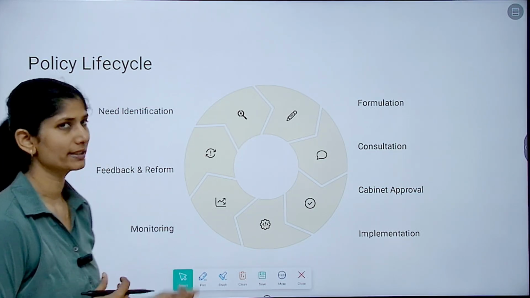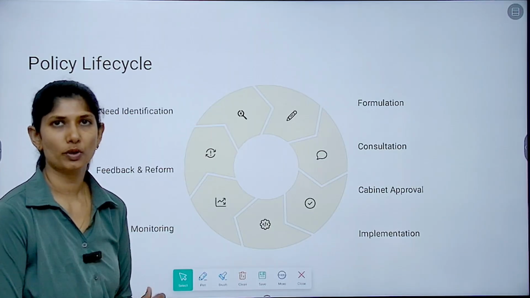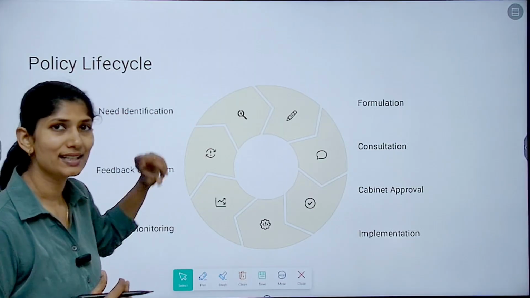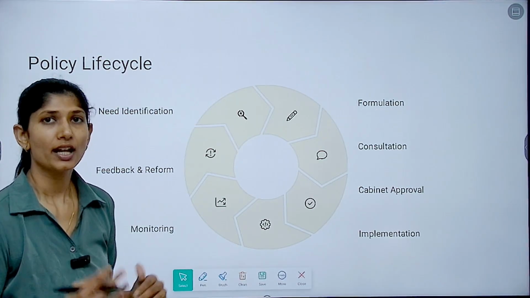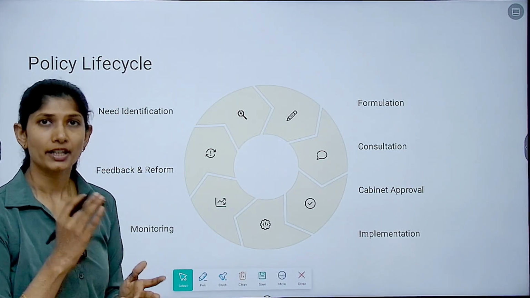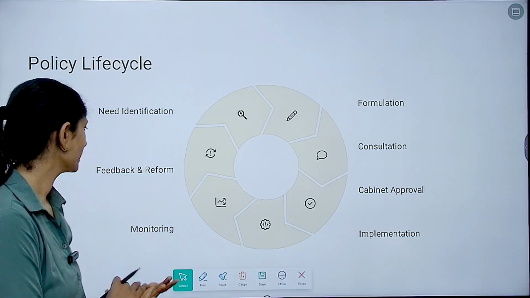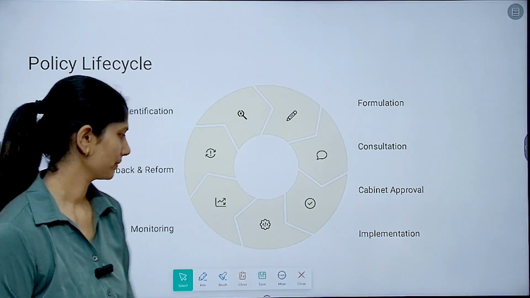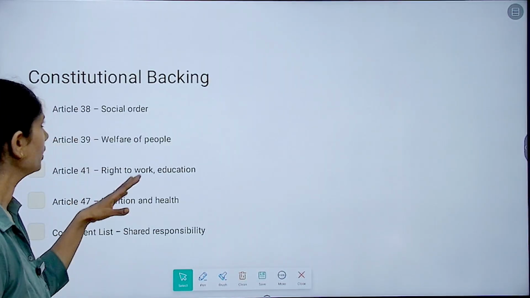Then you monitor how the scheme is performing. Is the need being addressed? If so, okay. If not, what other things can be done? This is where it is feedback and reform. This is the life cycle of a policy.